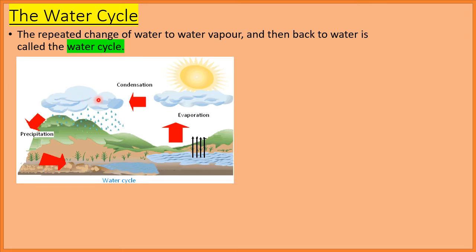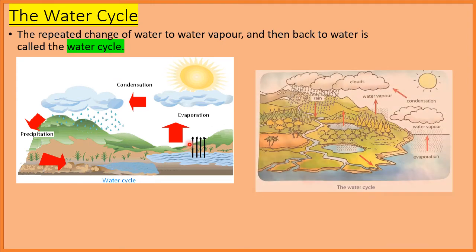These drops gather together to form clouds. The water drops join together to become bigger. When they become very big, they fall to the ground as rain. The rainwater flows back into the rivers, lakes, and seas where it again changes to water vapor. This repeated change of water to water vapor and then back to water is called the water cycle.